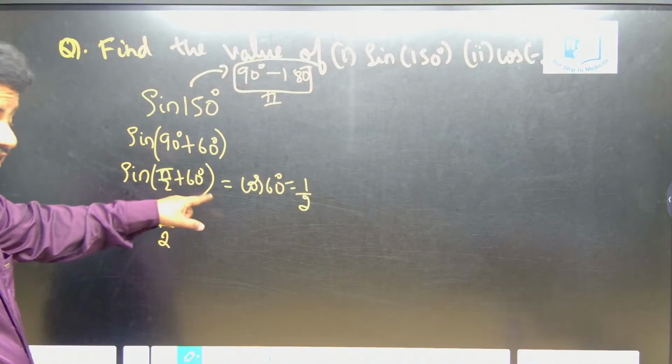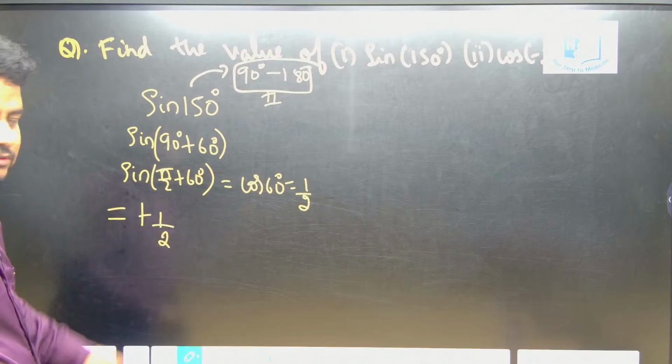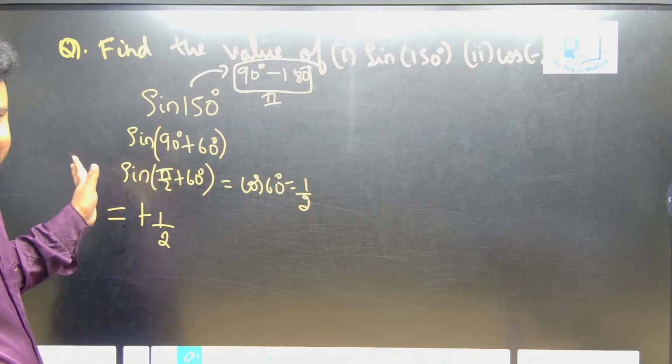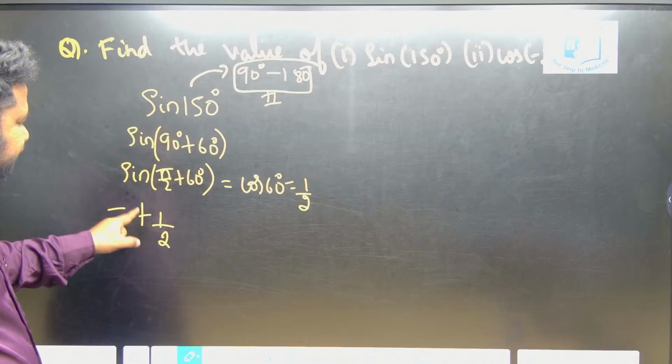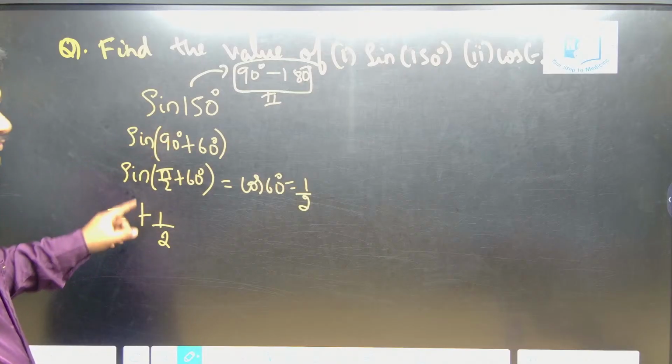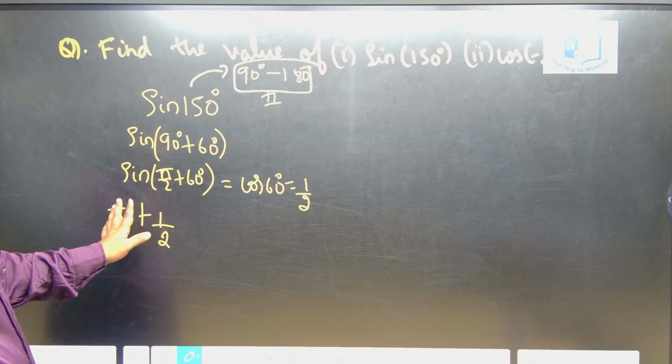See, sine 60 is root 3 by 2, cos 60 is 1 by 2. That's what I told you: crisscross applesauce. So see here, sine 150 degree, what is the value? 1 by 2, we will get it.